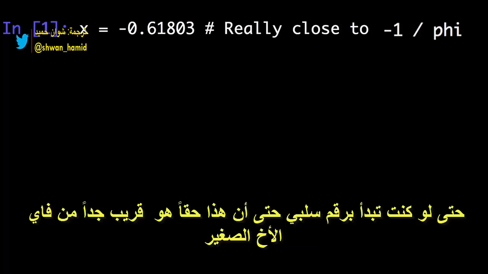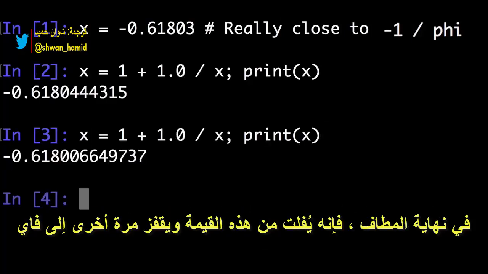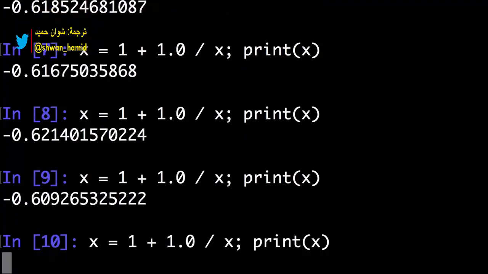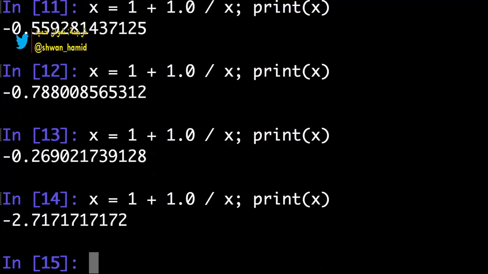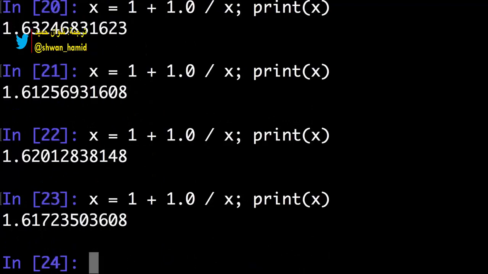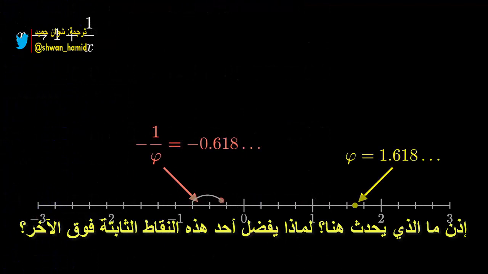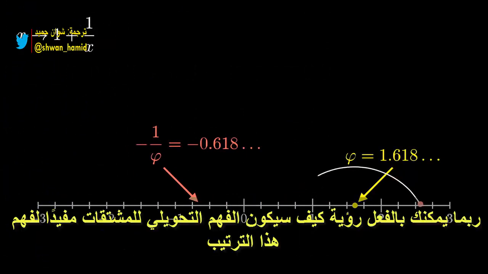Even if you start with a negative number, even one that's really, really close to phi's little brother, eventually it shies away from that value and jumps back over to phi. So what's going on here? Why is one of these fixed points favored above the other one? Maybe you can already see how the transformational understanding of derivatives is going to be helpful for understanding this setup.